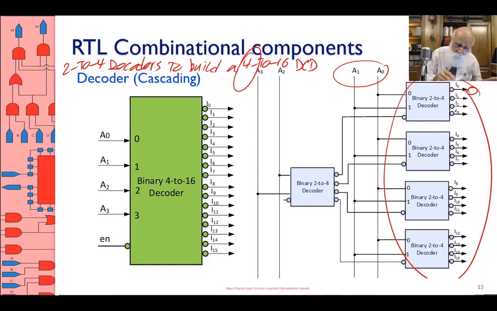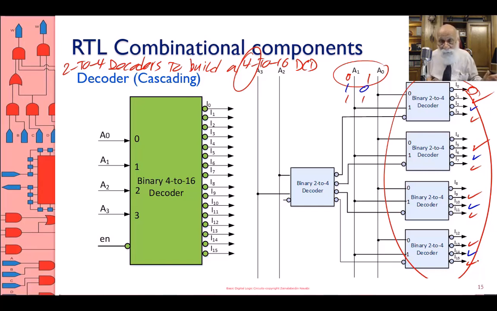If it's 0, 1, all 4 of them are going to make their I1s active. Okay? If it is 1, 0, all 4 of them are going to make their I2s active. And now that we have gone this far, if this is 1, 1, then all 4 of them are going to make their I3s active.